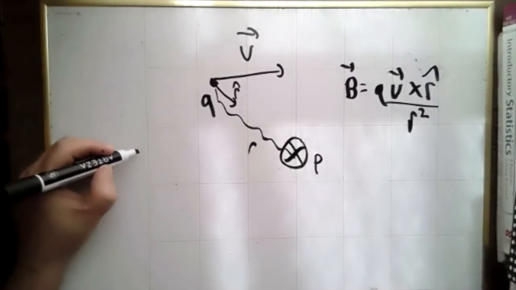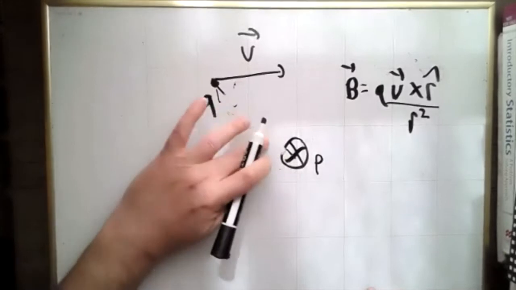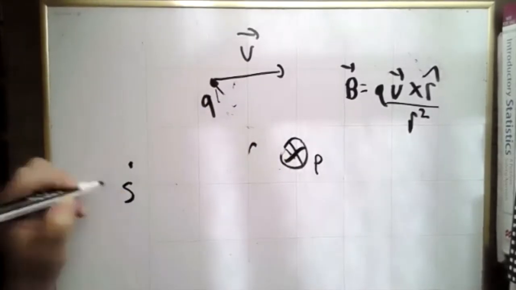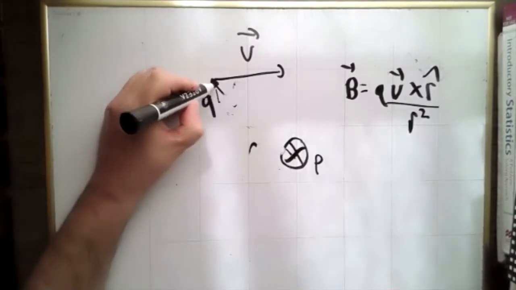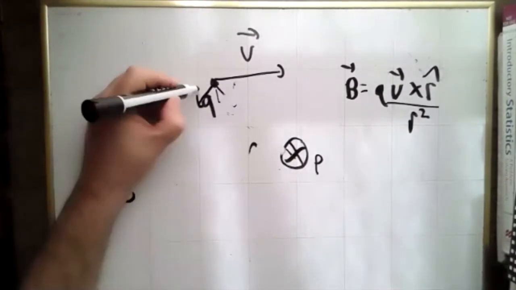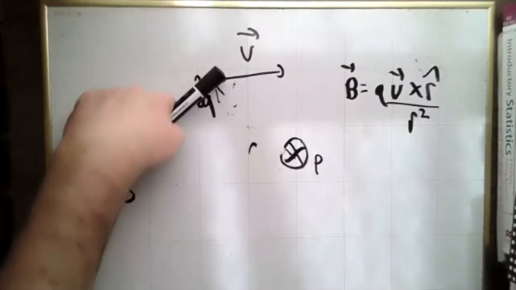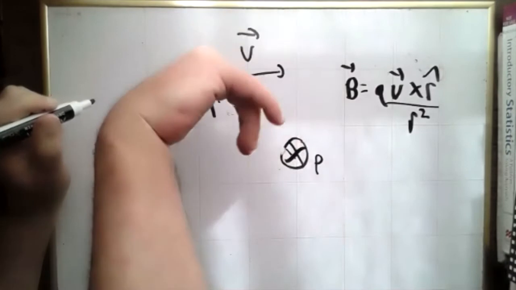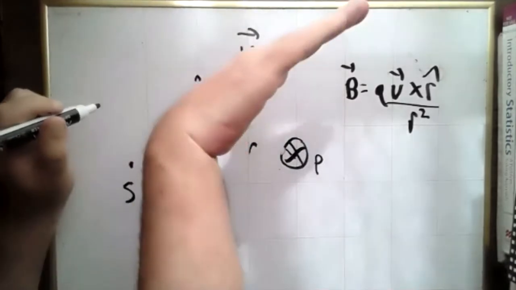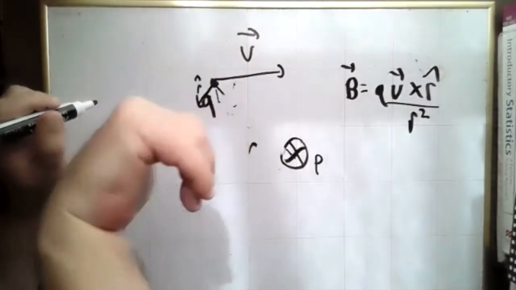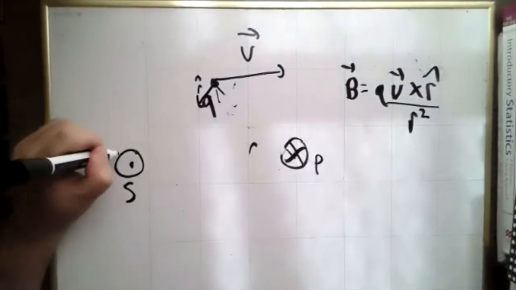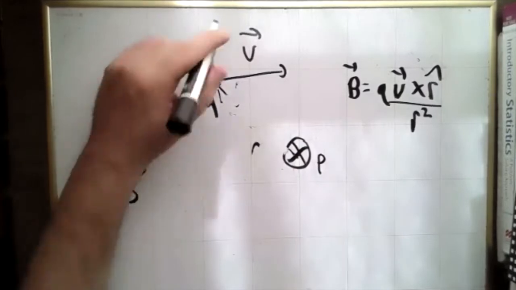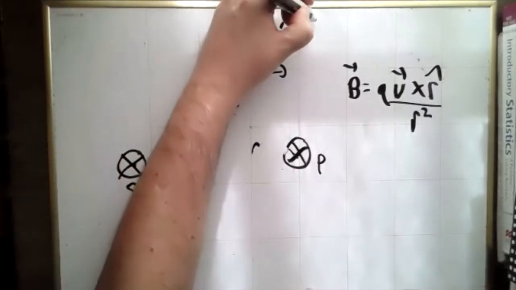What about back here? Say some other point S, I don't know. So we would draw a little r hat there that points toward our observation point. V cross R, V cross R still points down. So the magnetic field would point down there. What about some point up here? Call it point T.